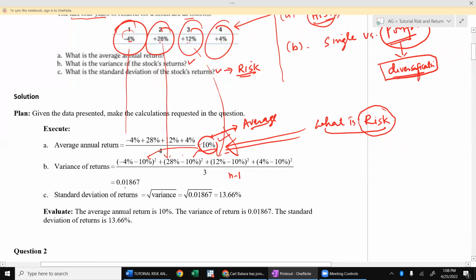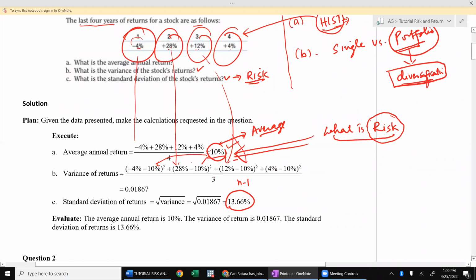So what is the risk? That is 13.6%. This is the variance, so if you take the square root we get the standard deviation. So there are 13.66% chances that we are going to get less than 10%. This is our risk. If we get more than 10%, is it a risk, students? If we get more than 10%, is it a risk?